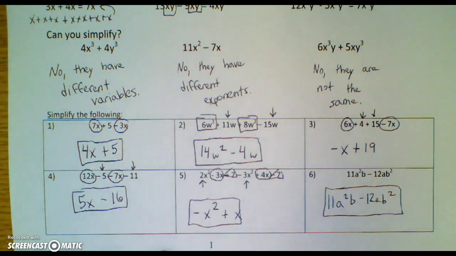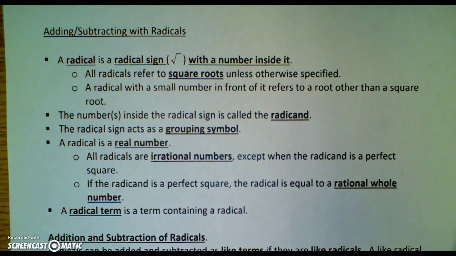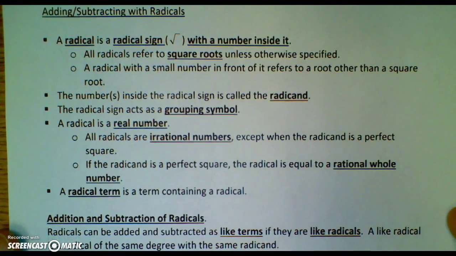Okay. These should be review, hopefully, from what you've learned in algebra. The new skill that we're going to work on today deals with those irrational numbers that we were working on in the first couple weeks of school. So let's just review a couple terms.